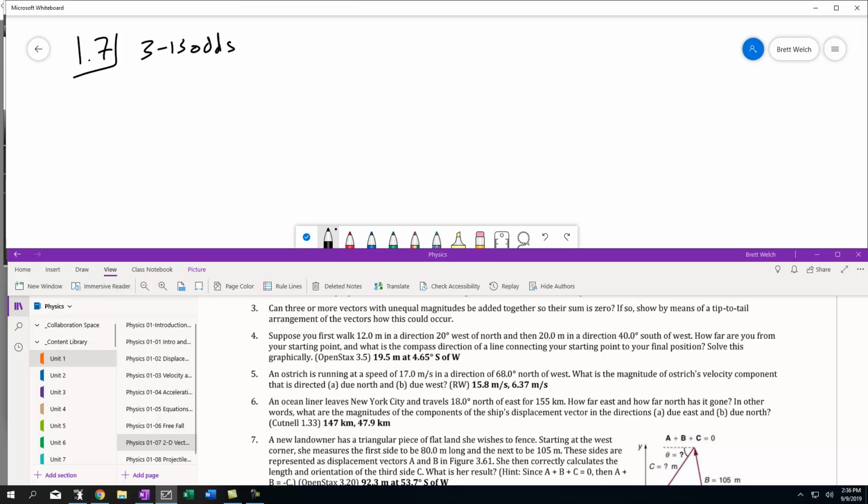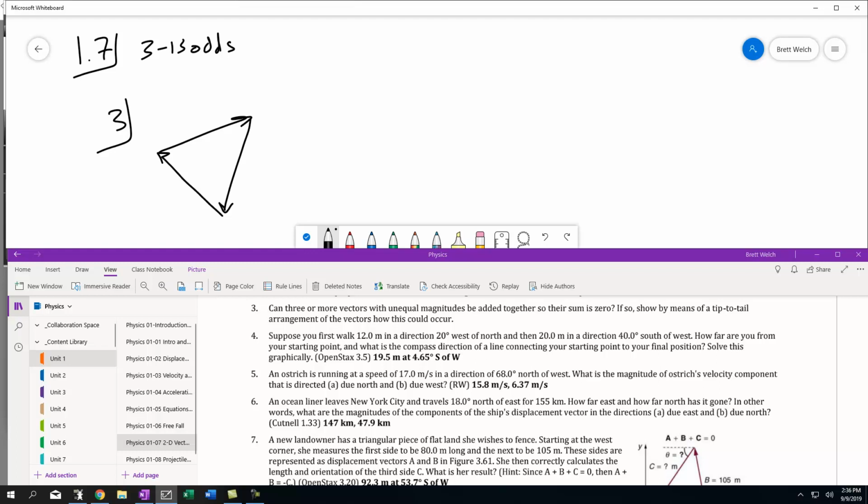Can 3 or more vectors with unequal magnitudes be added together so their sum is equal to 0? The answer to that is yes. So number 3, take that vector, and that vector. Because they get back to where you started, the total is 0. And that has a lot to do with number 7.